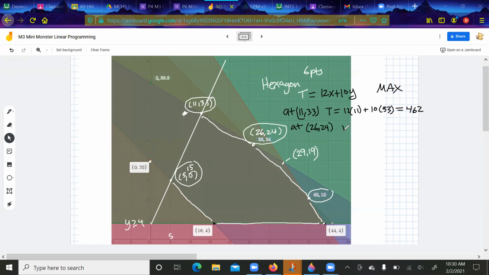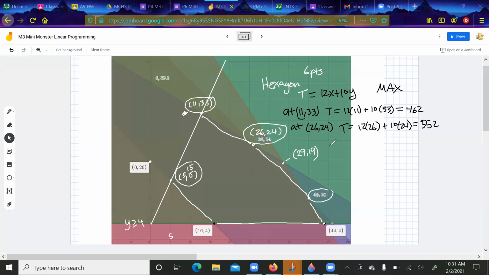26, 24. So ticket sales are going to be 12 times 26 plus 10 times 24. Try this in your calculator: 12 times 26 plus 10 times 24. It's 552. It's getting bigger. So this one produced a bigger number. Okay, I would try this one next.